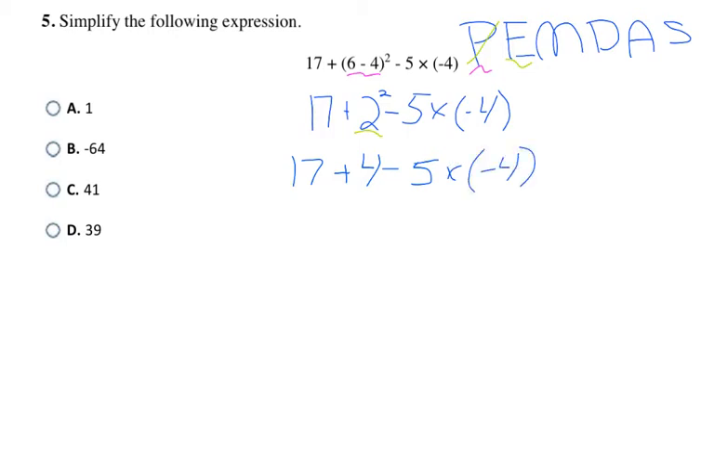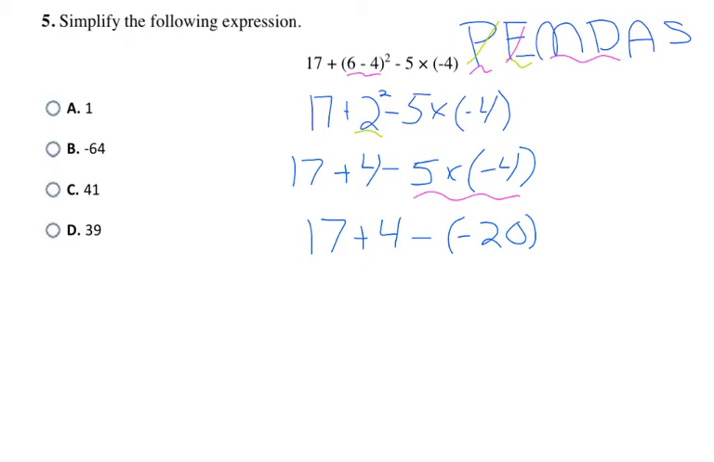So next I'm going to have multiplication and division left to right. And so right here is the multiplication that I have. So 5 times negative 4 is negative 20. So I'm going to have 17 plus 4 minus a negative 20.